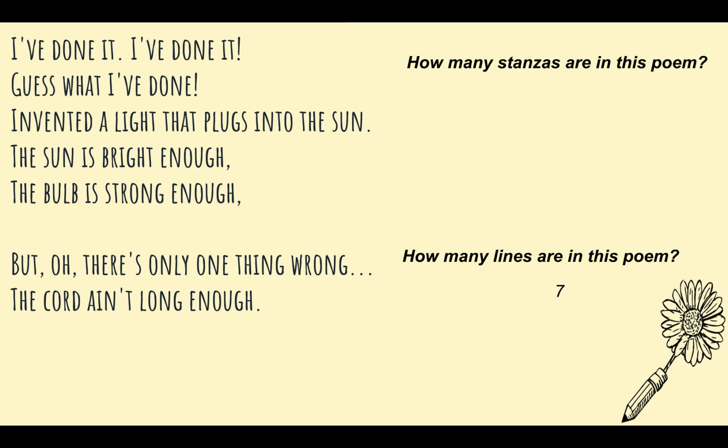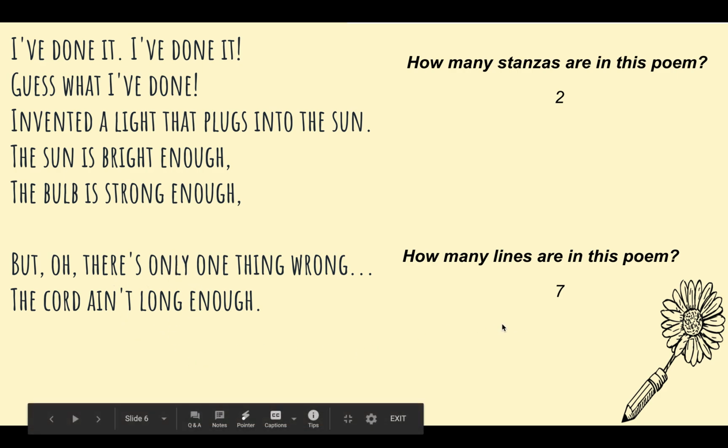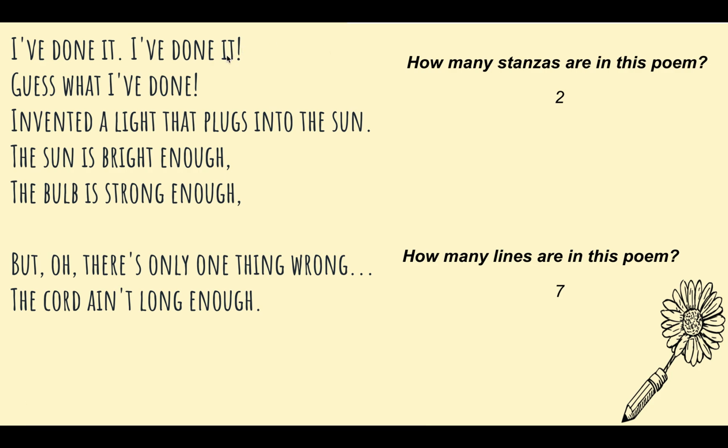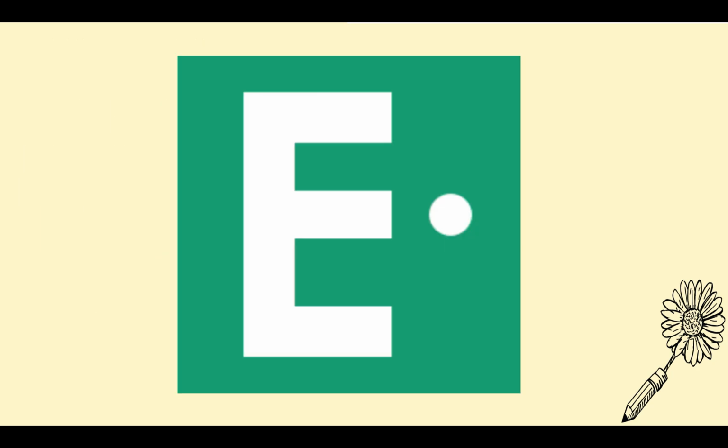So this says, how many stanzas are in the poem? Here, there's only 2 stanzas. I have a group of lines up here where my cursor is, and then I have a group of lines down here below. But how many lines are in the poem? There are 7 lines. 1, 2, 3, 4, 5, 6, 7. So the stanzas are grouped differently than the lines. It's important to recognize this when we come across a poem.